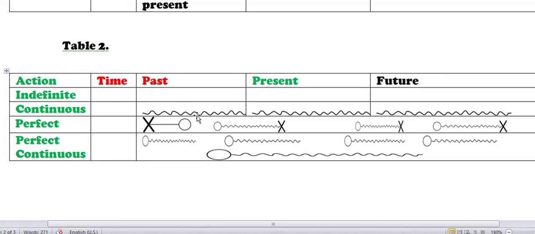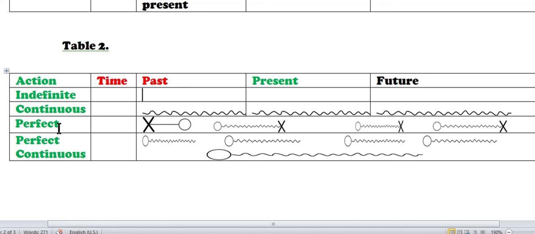Next we have continuous. So this line tells the action is going on. So past continuous: this column is for past and this is for continuous, and it tells us the action continues in the past. Next we have the present, so the action continues in the present, and this is future continuous tense, the action will continue in the future.